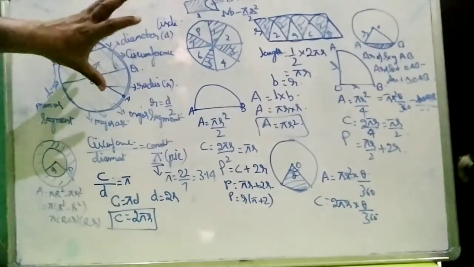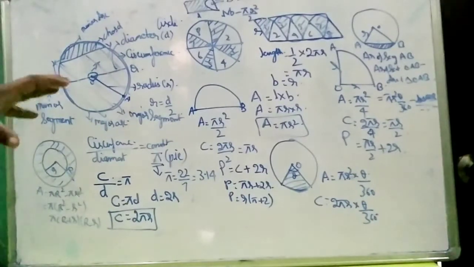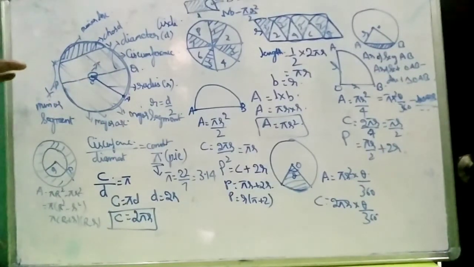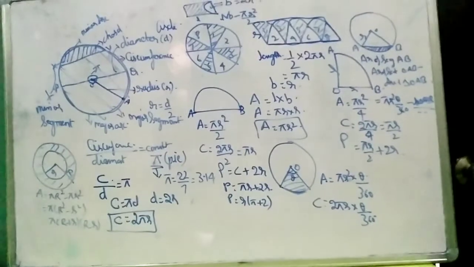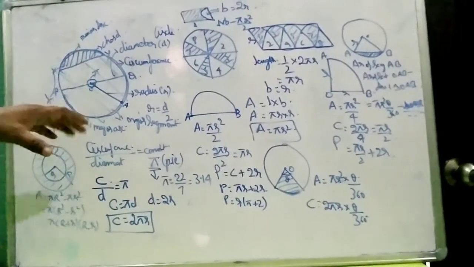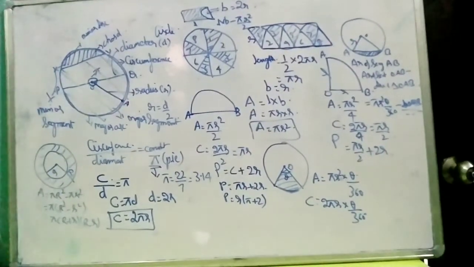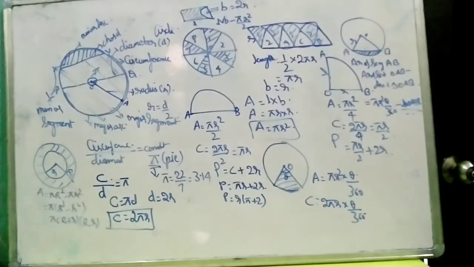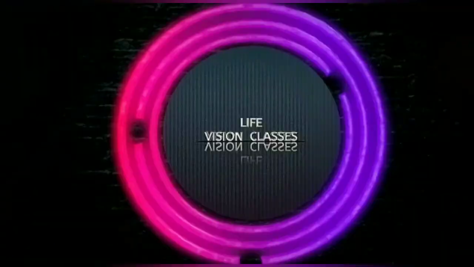So there will be many figures in which the circle and other areas will be given. Other figures will also be given, and that will be the combination. This is all about circles. Hope you have understood it very well. Next we will be coming up with the volume part.